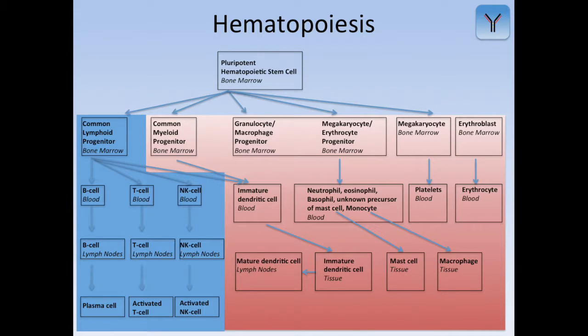So last time we covered all the cells in the myeloid lineage, which is shown here in red and also on the right-hand side. This lecture is primarily focused on the lymphoid lineage, shown here in blue on the left. Today we'll be going through the common lymphoid progenitor into the B cells, T cells, and natural killer cells, and essentially the principles of how all this works.